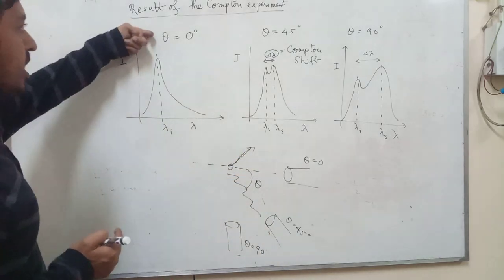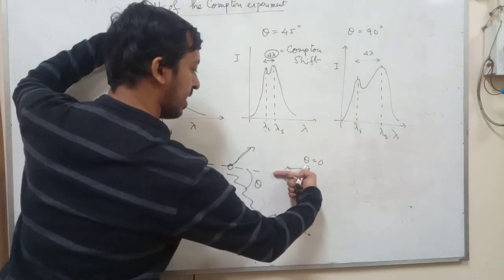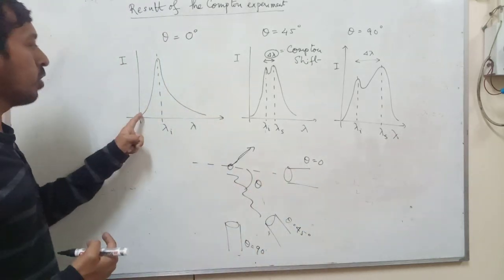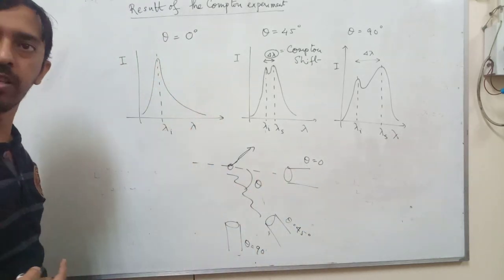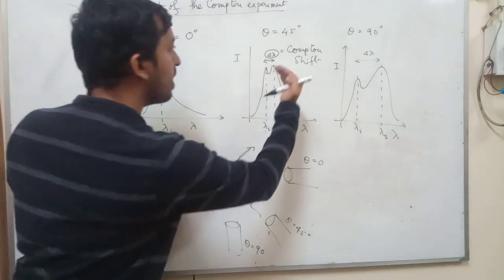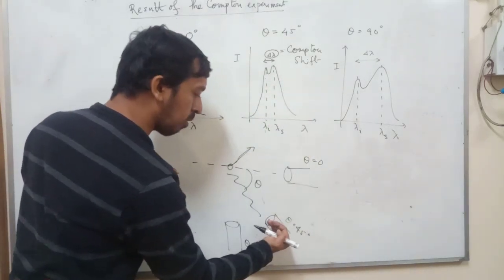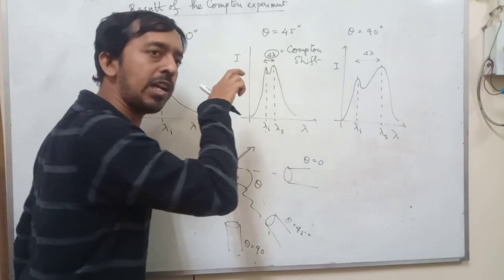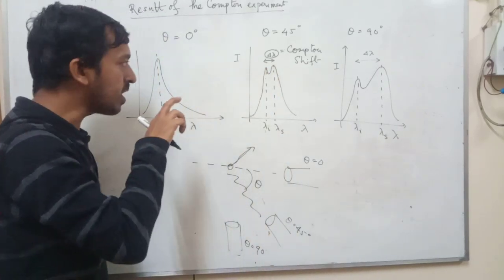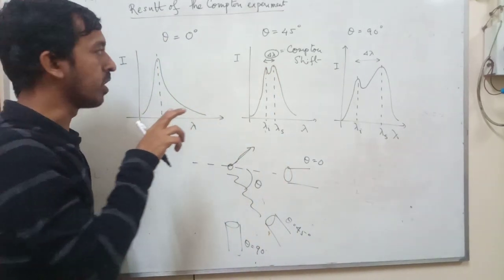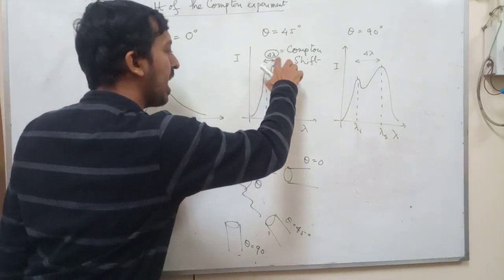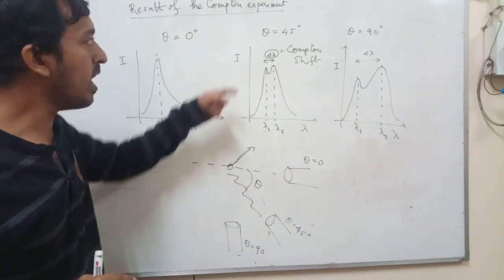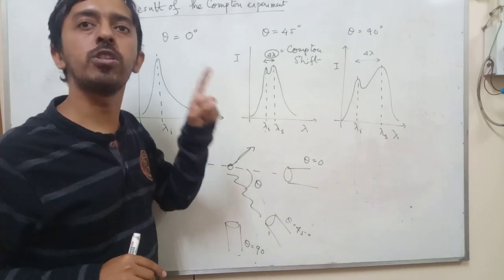So we see that when theta is 0, along the line of scattering, there is only one peak in the wavelength. Now, as we go on increasing, when theta equals 45 degrees, for example, we see that there are two peaks, which are shifted from one another. That is called delta lambda in wavelength. This shift is called the Compton shift.